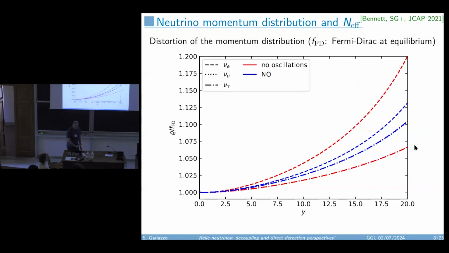If we look at the final distortion of the momentum distribution function, always with respect to the Fermi-Dirac, we have that at low momentum there is no distortion because the interactions are low, so the neutrinos with low momenta decouple earlier. While at large momenta, you see that you can have up to 10% or 20% of increase.